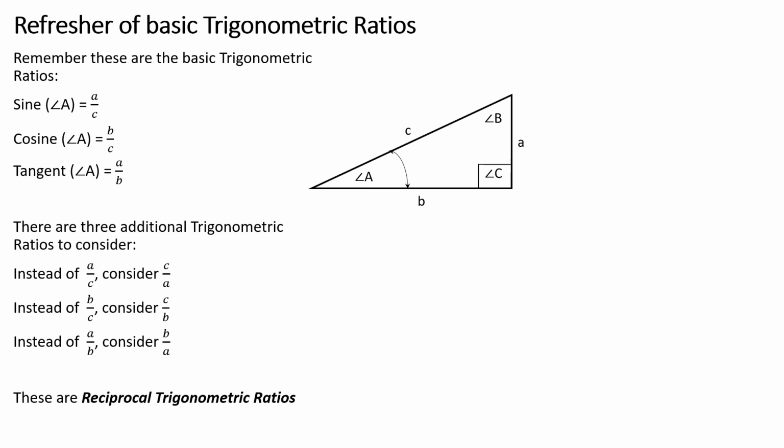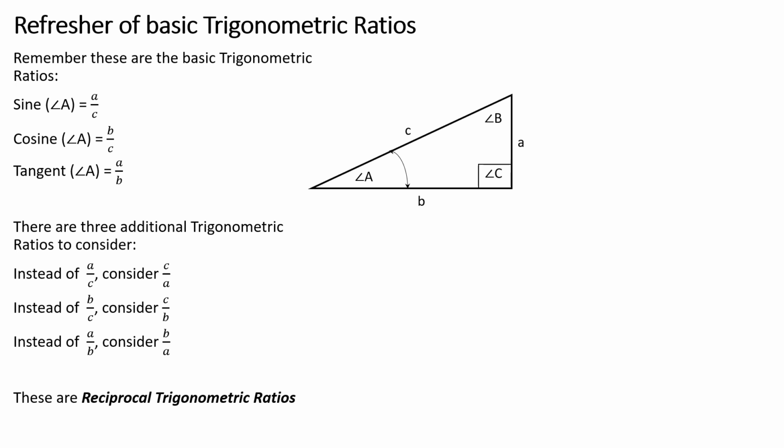Now, I'm just going to do the reciprocals of these. Instead of A over C, we'll have C over A. Instead of B over C, we'll have C over B. Instead of A over B, we have B over A. These are the reciprocal trigonometric ratios.